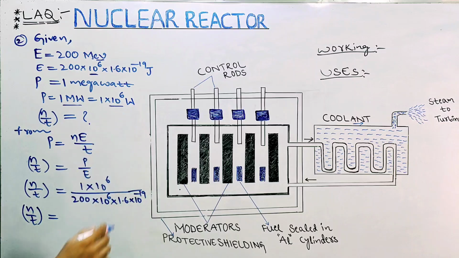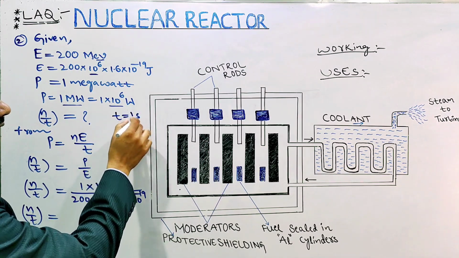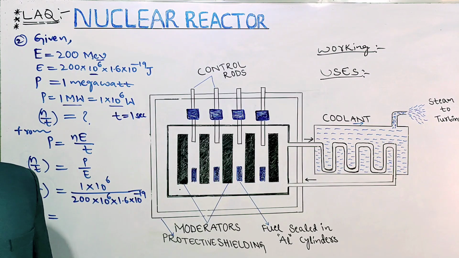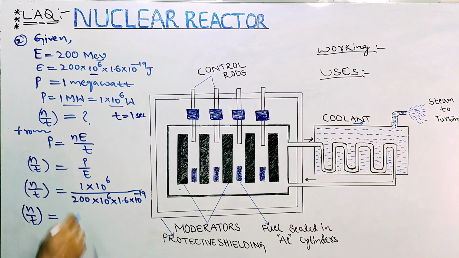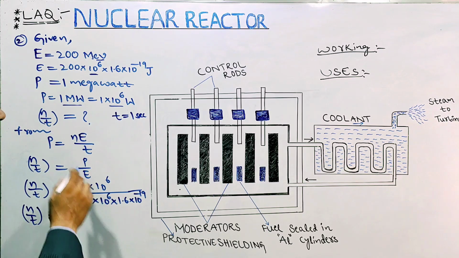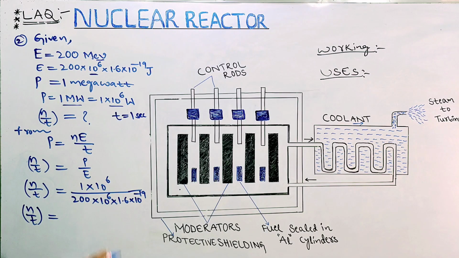So 10 to the power of 6 watts. The number of fissions per second, the n value or n by t, where the t value is 1 second only. They are asking n by t, how much. Here, from power, what is the nuclear reactor power formula? P equals number of fissions into energy released per time. So P equals n E by t.